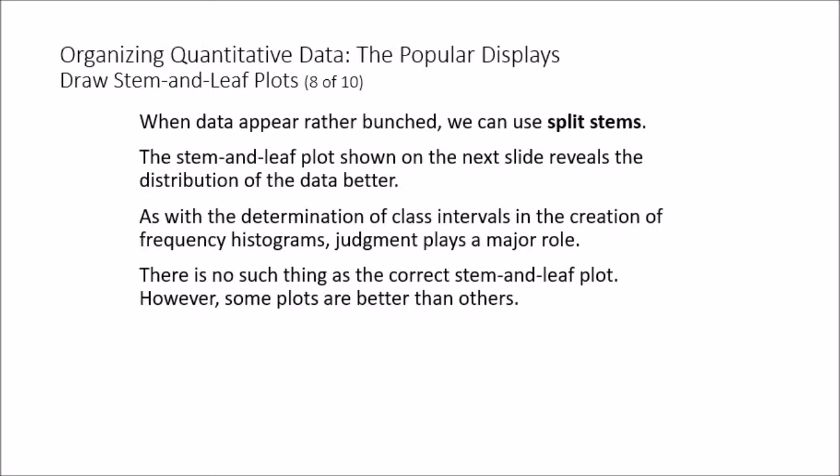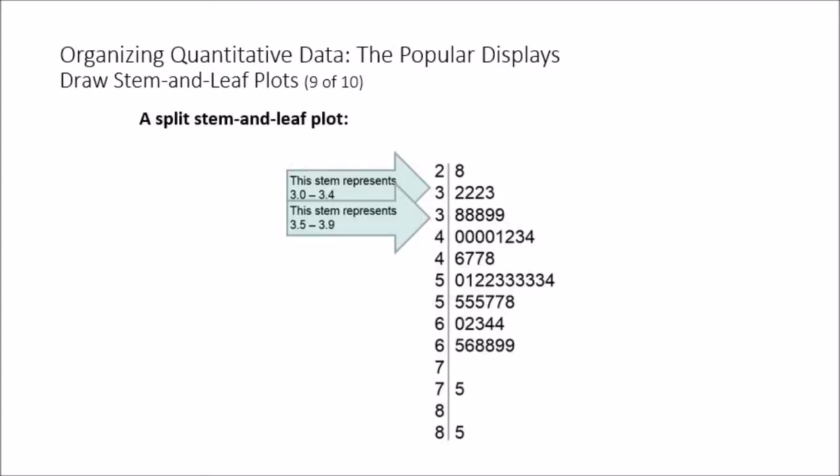When our data appears rather bunched, we can use split stems. The stem and leaf plot shown on the next slide reveals the distribution of the data better. As with the determination of class intervals and the creation of frequency histograms, judgment plays a major role. There is no such thing as a correct stem and leaf plot. However, some plots are better than others in displaying our data. So in this slide, as you can see, we split the three stem into two branches. The first stem represents the numbers between 3 and 3.4. The second stem represents the numbers between 3.5 and 3.9.